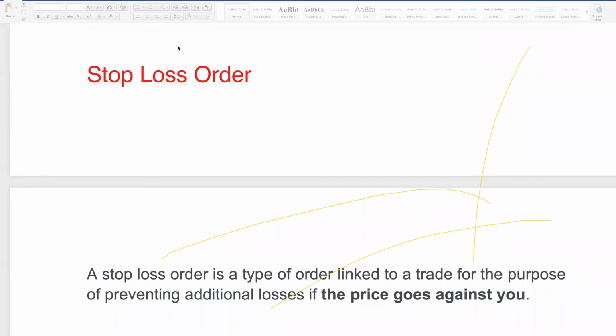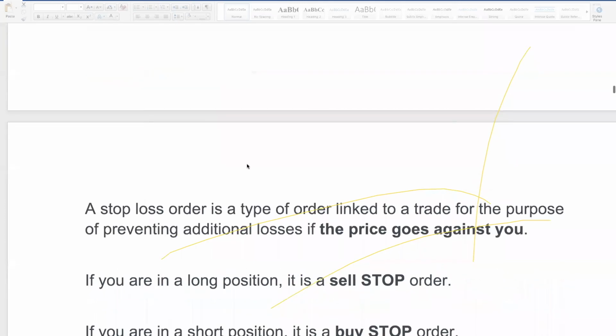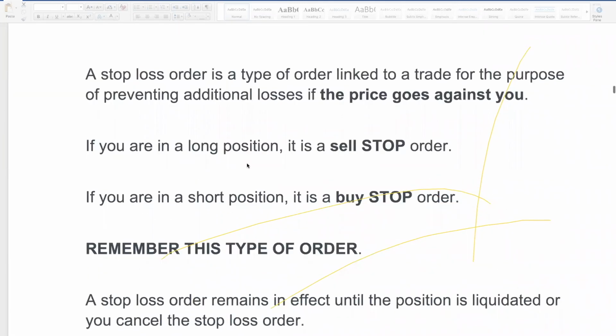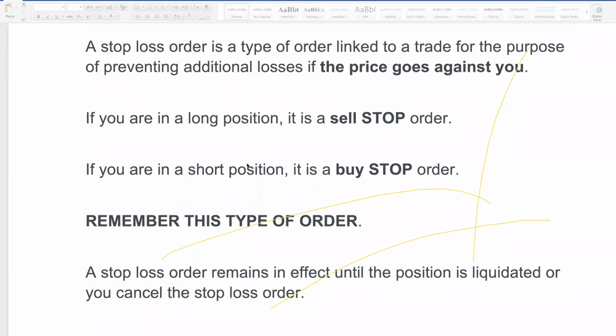So on stop losses, we've got two types. We've got what we call jump stop, where you move your stop loss manually. If you are in profit, you move your stop loss manually. And we've also got what we call trailing stop loss, where the market will be moving your stop loss automatically to a certain number of pips that you have set.